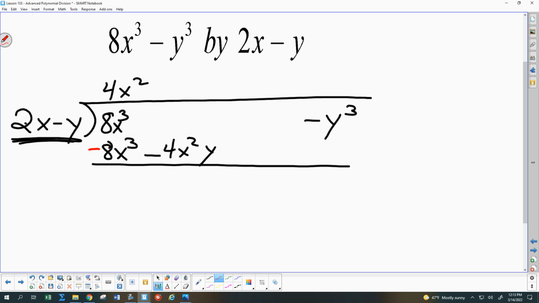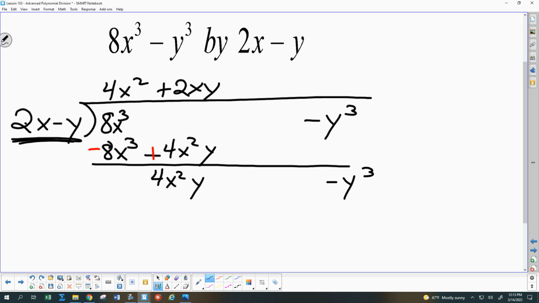Subtract, which means the 8x cubes go away. We have 4x squared y, and leave our space, and then we have minus y cubed. Have you written down the second term of your quotient, and be sure you got a plus or a minus sign in front of it? Griff, looks like you've stopped writing. What did you write as the second term in the quotient? Plus 2xy. Thumbs up, thumbs down if you also did plus 2xy.